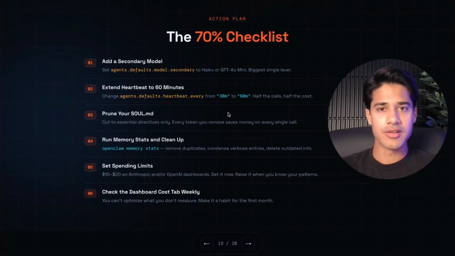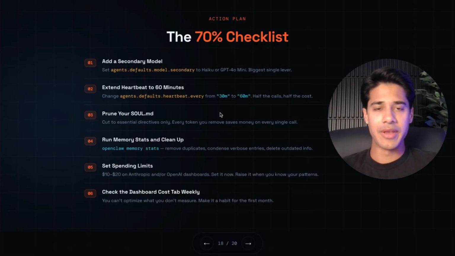Here is your action checklist. Do all of these and you'll hit that 70% plus reduction. First, add a secondary model. Set your heartbeat to use Haiku or 4.0 Mini. That is the single biggest lever.